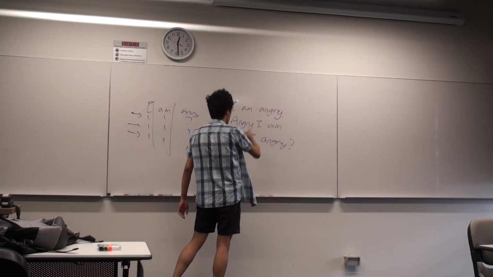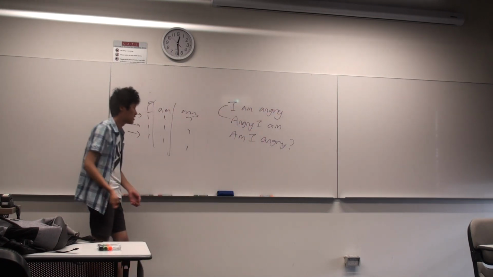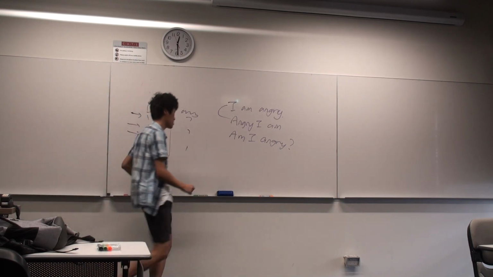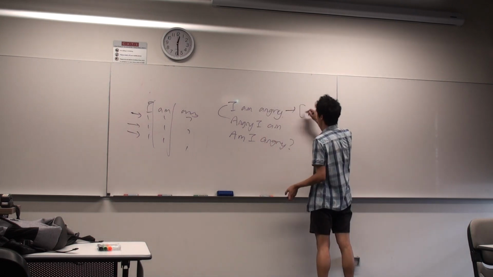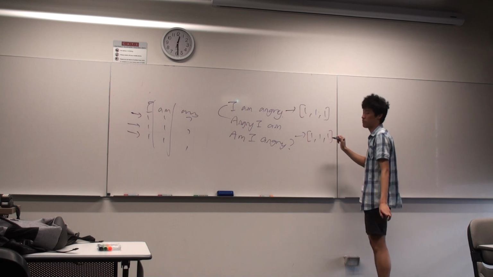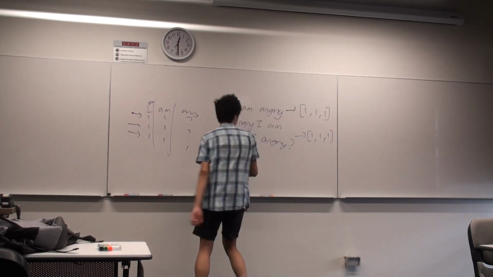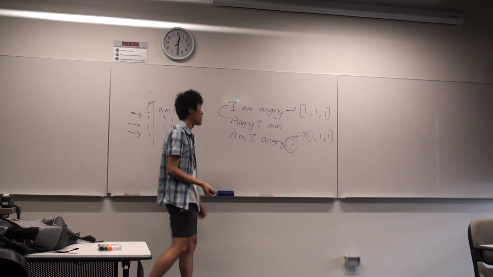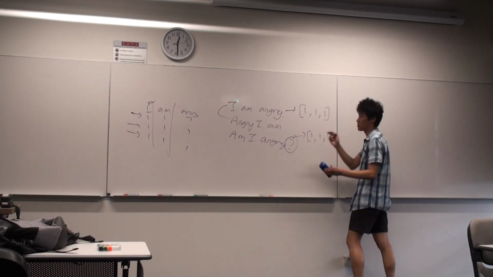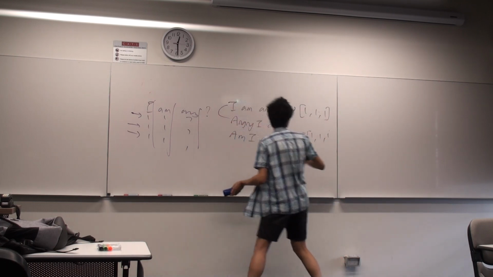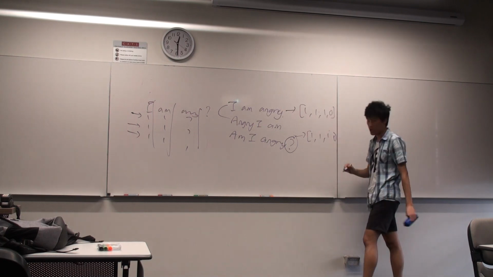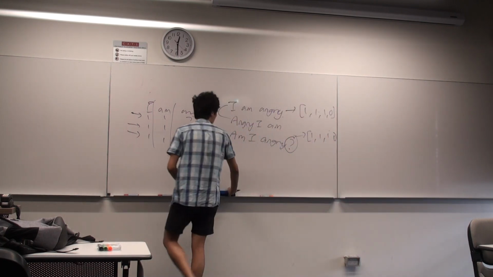Like, I am angry, and then you ask the question, am I angry? Right? They're totally different. But the bag of words representation is exactly the same. You just convert this into a vector, it's just 1, 1, 1, and this is also 1, 1, 1. Clearly, they're not the same. Well, if you include the question mark into your analysis, then you will change stuff. If you put the question mark as a word, then it will be 1, 1, 1, 1 and 1, 1, 1, 0.